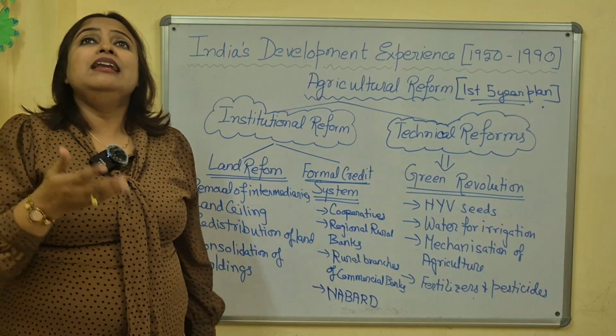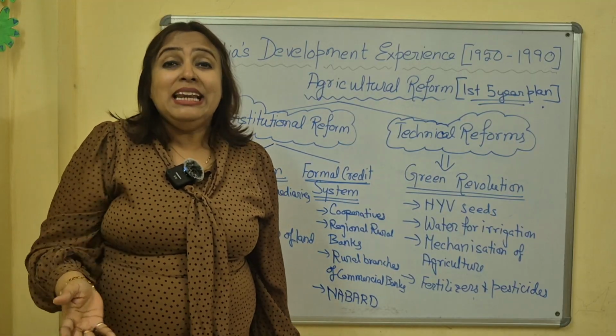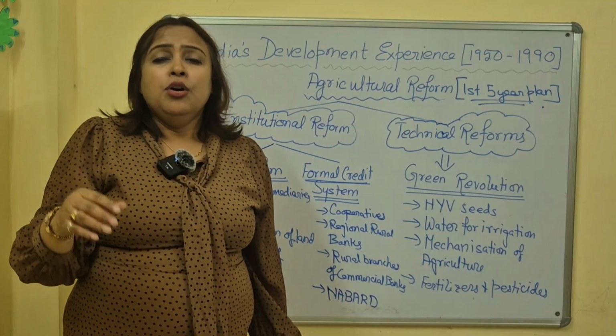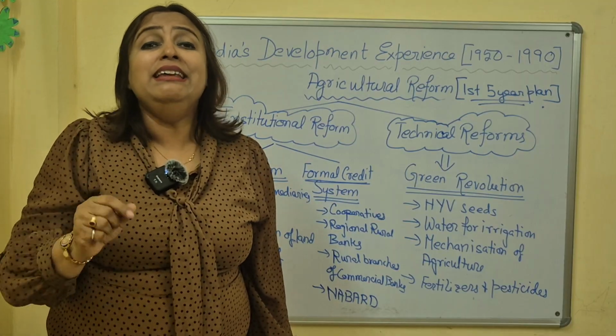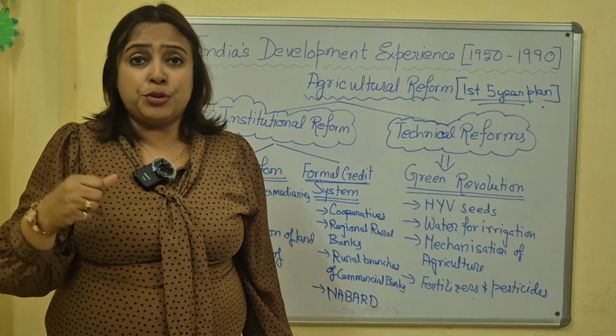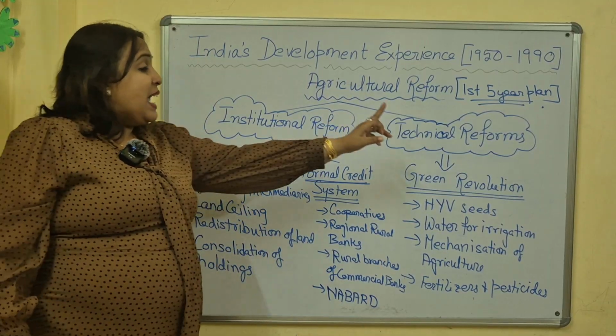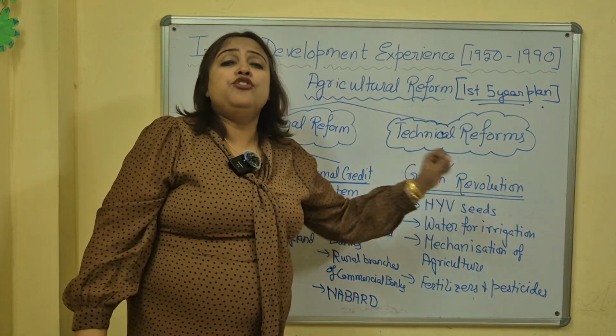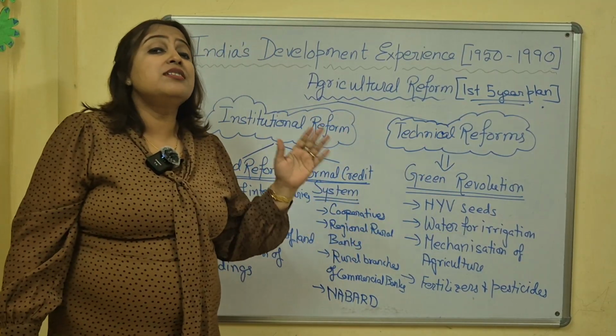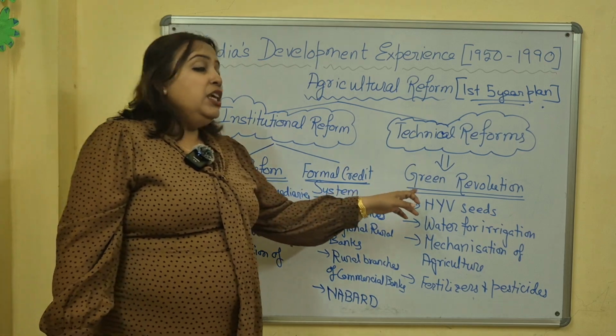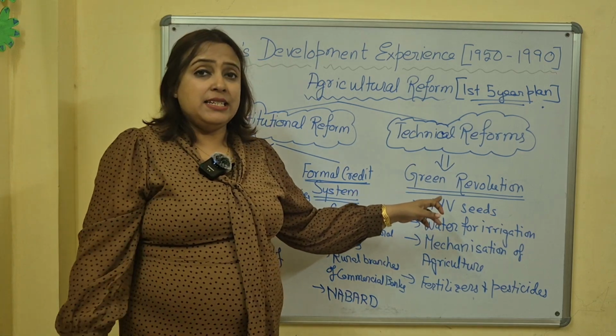Otherwise, these tillers of the soil used to borrow from the money lenders and traders, who used to exploit them like anything, because most of these people are illiterate. The technical reform entails green revolution. Now, what is green revolution? Usage of high yielding variety seeds.